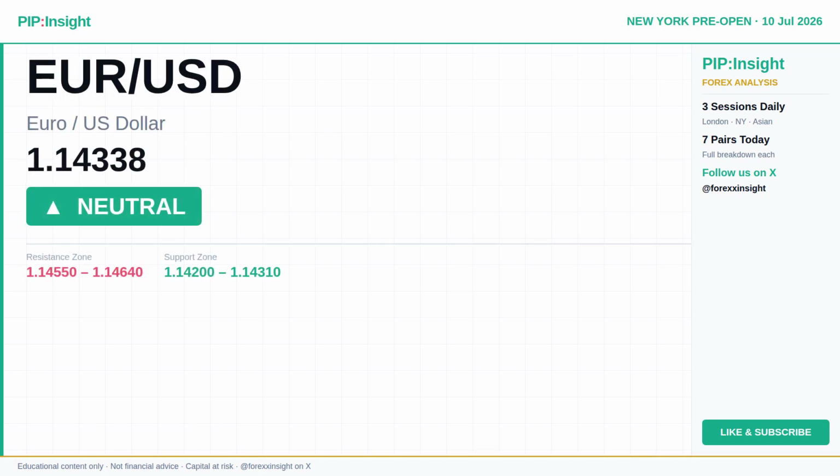Euro dollar. The chart is showing tentative bullish structure on this session. The moving averages are fanning above price. Resistance is marked between 1.1405 and 1.1464. Support is marked between 1.1420 and 1.1431. Here is the full chart breakdown.